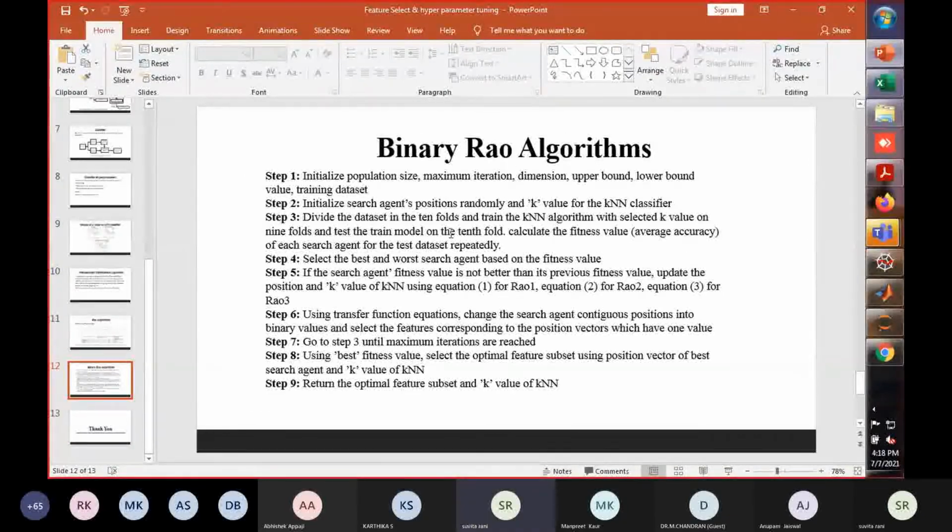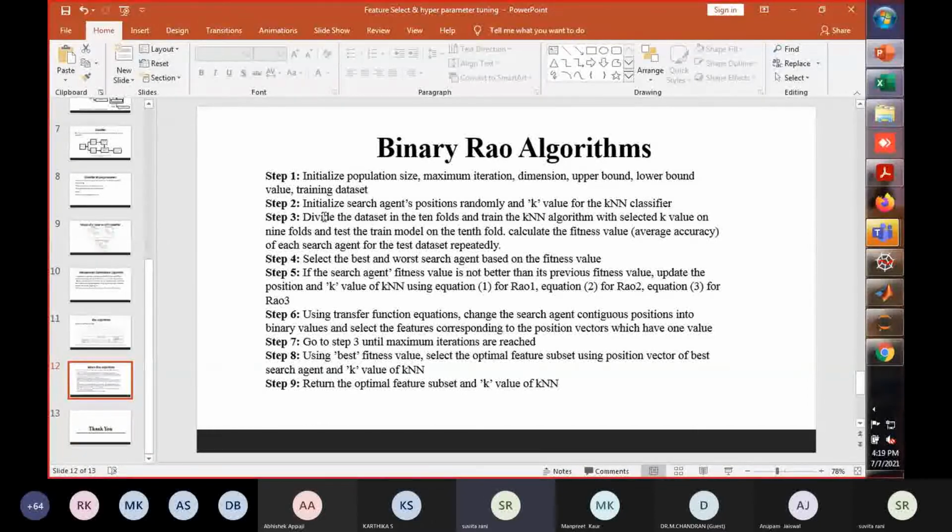So how is a particular algorithm, this RAW algorithm, run? First, we initialize the population size, which is 30 in this case, and the maximum iteration, which is 500. Dimension is equal to the number of features plus one parameter which we want to tune. Upper bound is 1, lower bound is 0, and the training data set. Second, initialize the search agent positions randomly, and the k value of KNN, for which we made an initialization function.